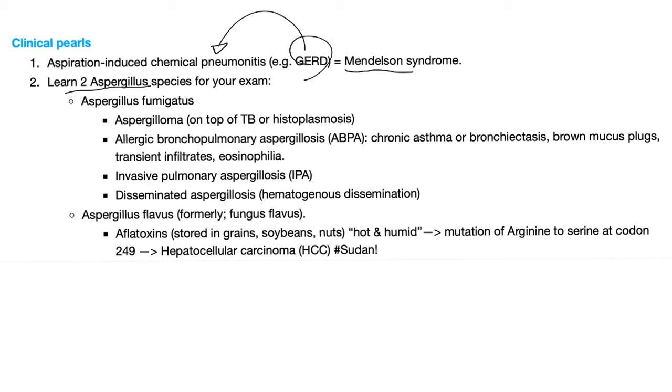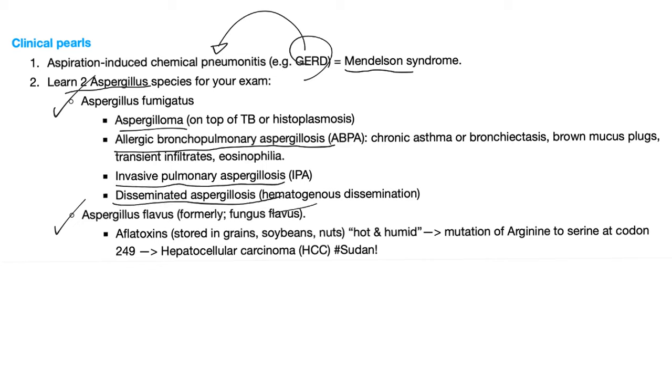Learn two Aspergillus species for your exam. Number one, Aspergillus fumigatus. Number two, Aspergillus flavus. Aspergillus fumigatus will lead to aspergilloma, or allergic bronchopulmonary aspergillosis, or invasive pulmonary aspergillosis, or disseminated aspergillosis, or hematogenous dissemination. What else? Aspergillus flavus, on the other hand, produces aflatoxin in grains, soybean, nuts, etc. Hot and humid temperature will lead to mutation of arginine to serine at codon 249. This increases your risk of hepatocellular carcinoma.